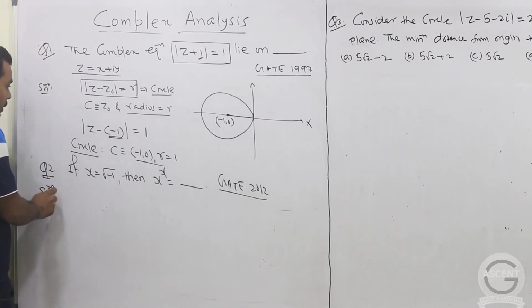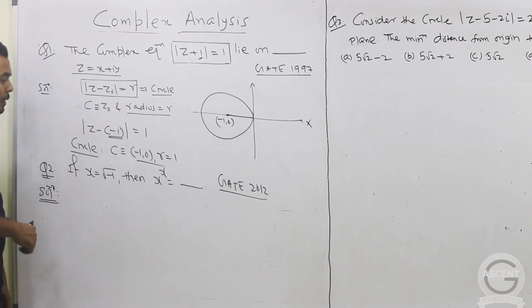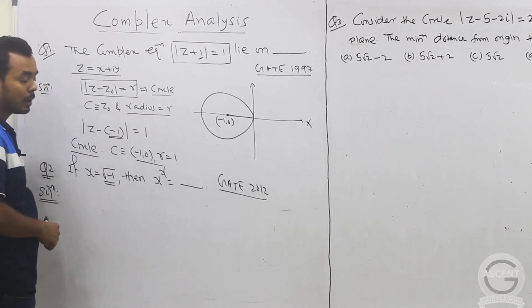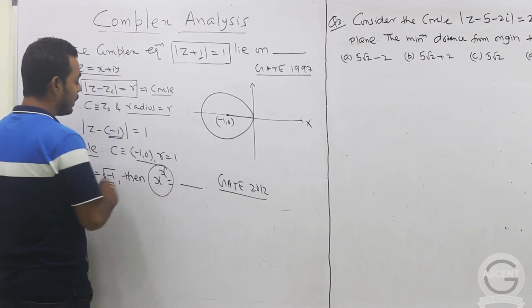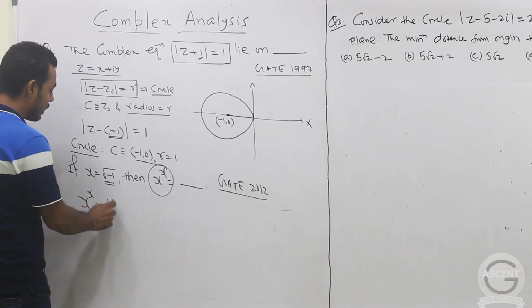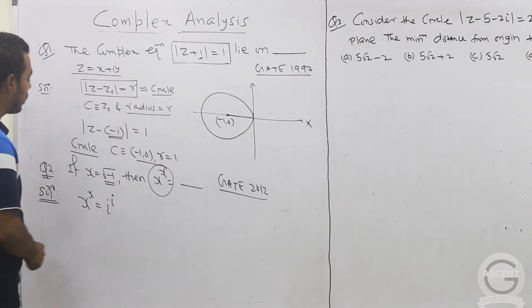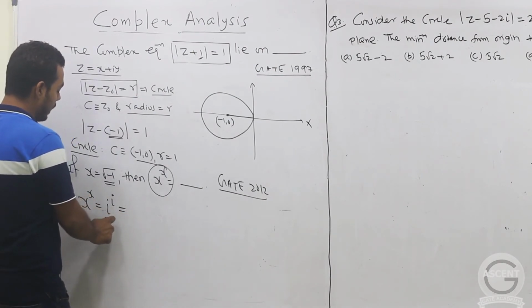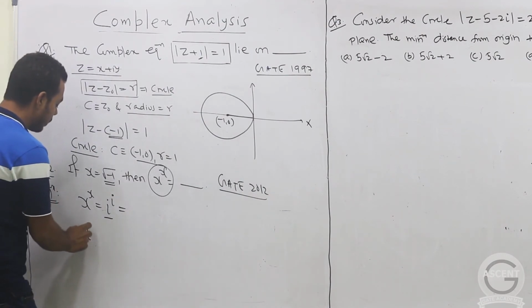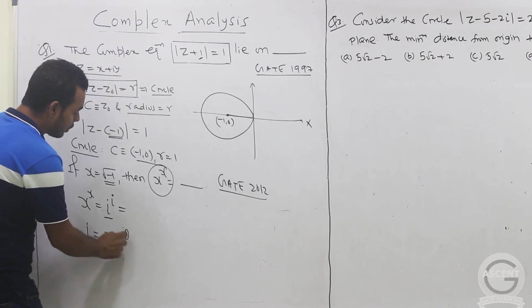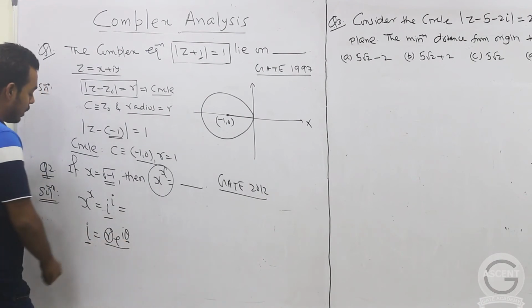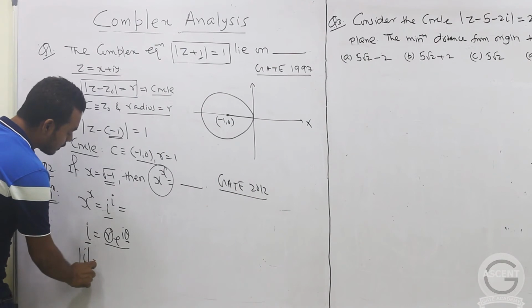The second one was asked in GATE 2012, and this is a very interesting problem. See, it is given that x is root over minus 1. Now root over minus 1 is nothing but iota. So the question is, we need to calculate the value of x to the power x. So basically the problem is that we have to find the value of iota raised to the power iota. Now in order to solve this problem, we have to write this iota in exponential form. Now how to write this iota in exponential form? This can be written as r e to the power iota theta, where r is the modulus of this complex number and theta is the argument.